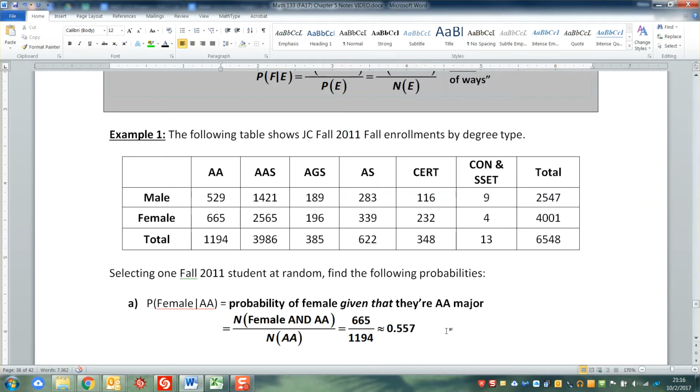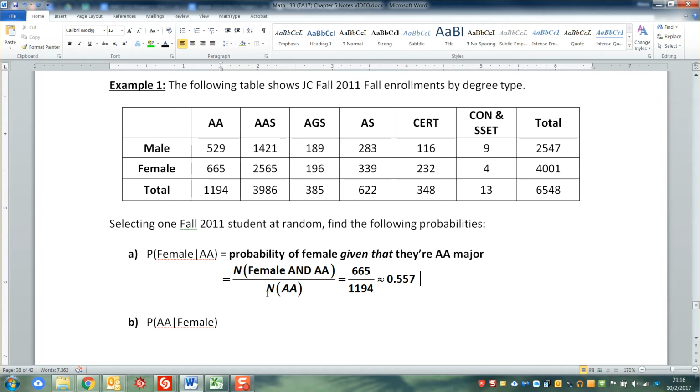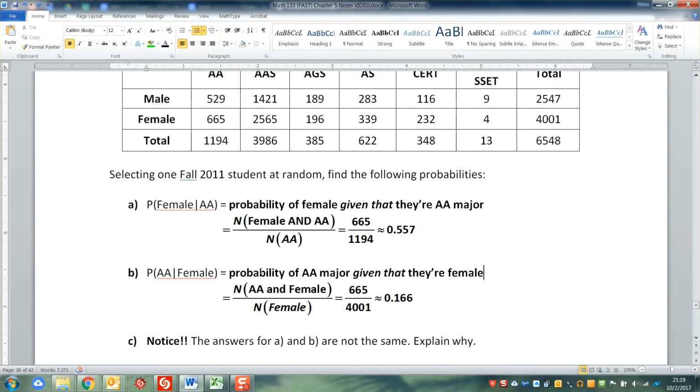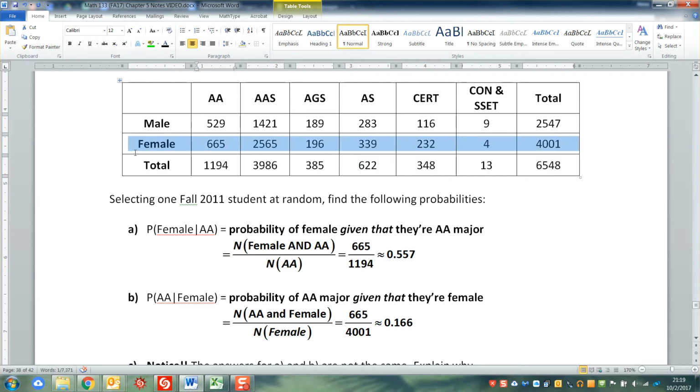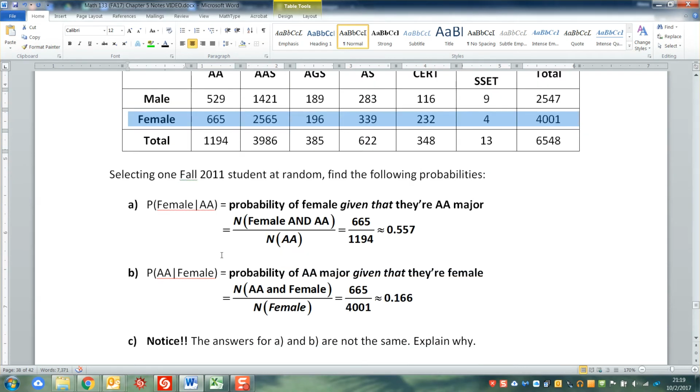Great. Okay, now we're going to reverse it. Now I want to take the probability of AA major given that they're female. So let me write that up. Okay, so this is the probability of AA major given that they're female. That means you're going to look at just the female row here. So it's still 665 because that's the AA and female, but it's divided by 4001 here because you're looking at the female row only.